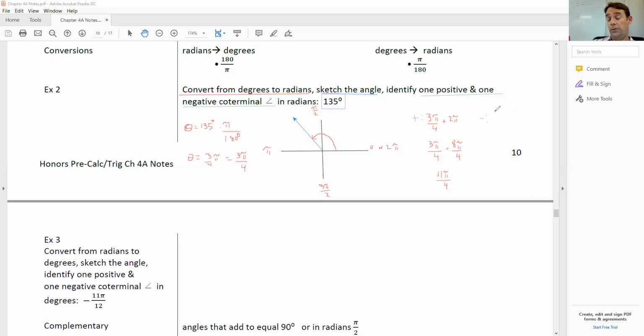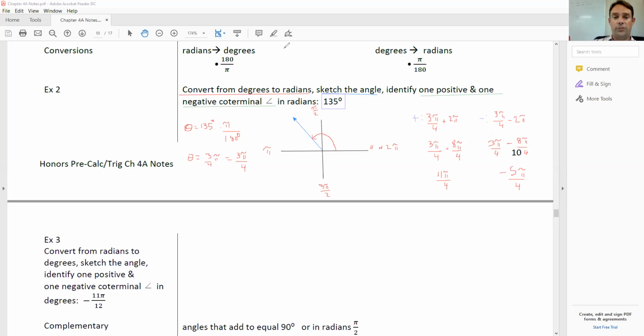A negative coterminal angle, now we're going to subtract. So negative 3 pi over 4 minus 8 pi over 4. I don't know why I made that 3 negative. That's just a positive 3. Sorry about that, gang. So 3 pi over 4 minus 8 pi over 4, that would be a negative 5 pi over 4. Again, it's a negative value, so that's my negative coterminal angle. If it was still positive, I'd keep subtracting until I get a negative value.